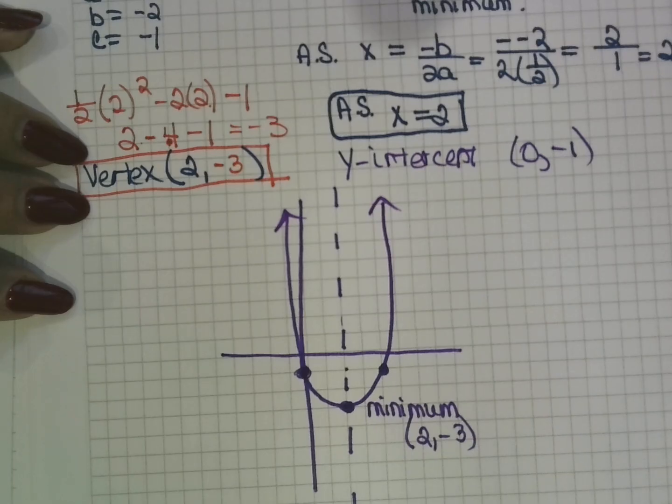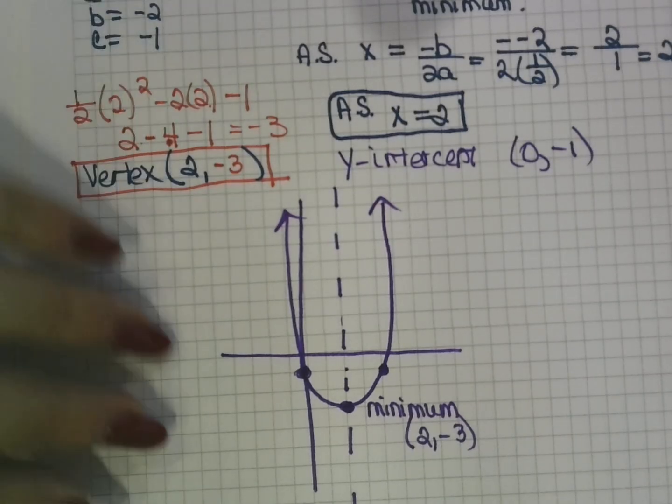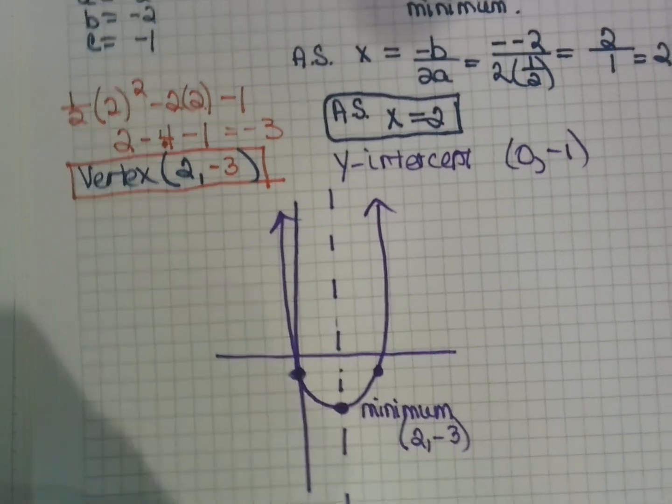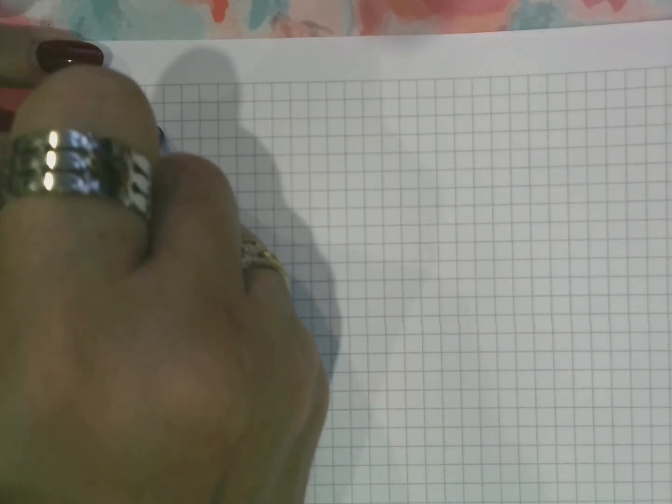Okay, so we've got one more type. We've done vertex form, that's what we started with. Then we did standard form. And now we're going to do one more type called intercept form. And you guessed it, it has to do with intercepts, but not the y-intercept. This one has to do with x-intercepts. So intercept form.